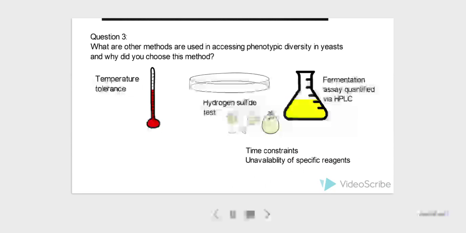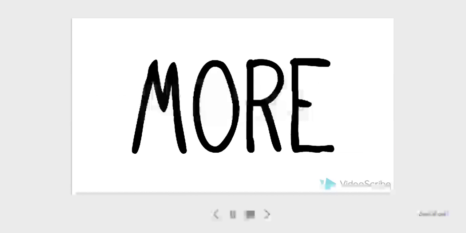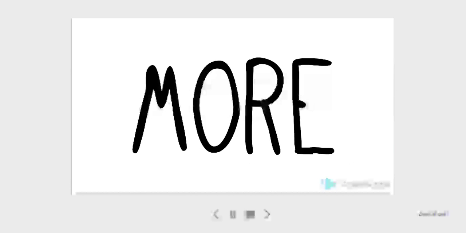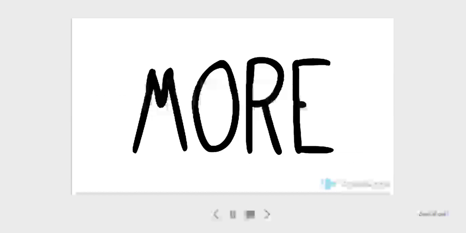And definitely because of time constraints and unavailability of specific reagents, we were unable to pursue these routes. But there are definitely even more methods out there for assessing phenotypic diversity. For example, you can do an amylase test to identify yeast strains capable of producing amylolytic enzymes, and that's also of benefit to winemakers. And I believe that answers that question, and that's a wrap.